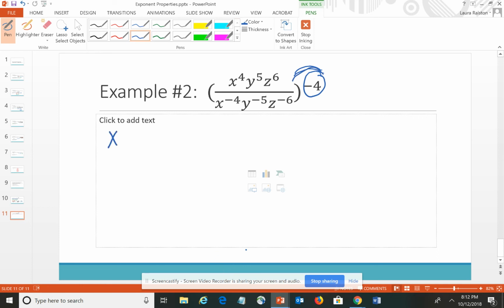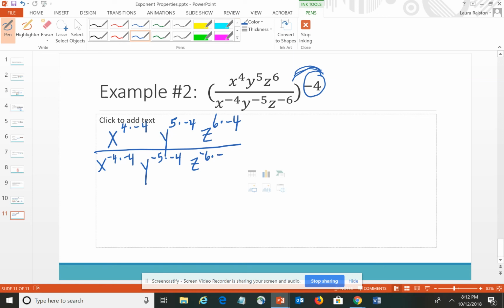So I'm going to have x to the 4 times negative 4 using the power to a power rule, y 5 times negative 4, z 6 times negative 4 in the numerator. In my denominator, I would have x negative 4 times negative 4, y to the negative 5 times negative 4, z to the negative 6 times negative 4. And then I'm going to simplify each of those. I'm going to perform the multiplication. Some of you may be pretty adept and can do the multiplications as you go.